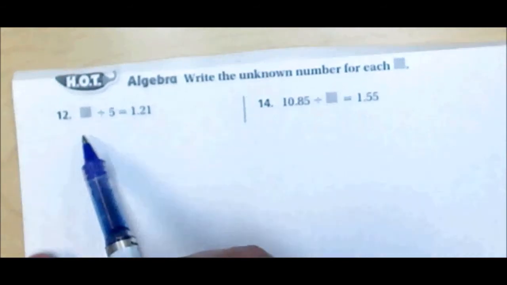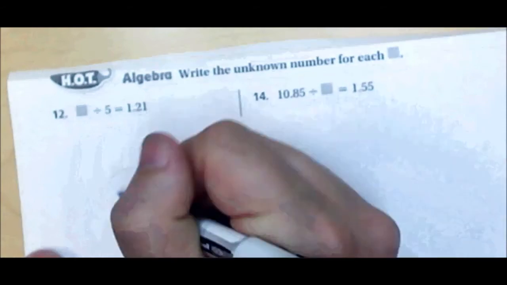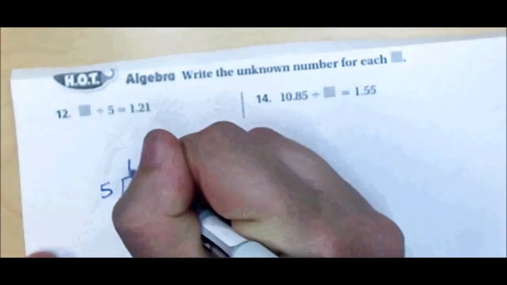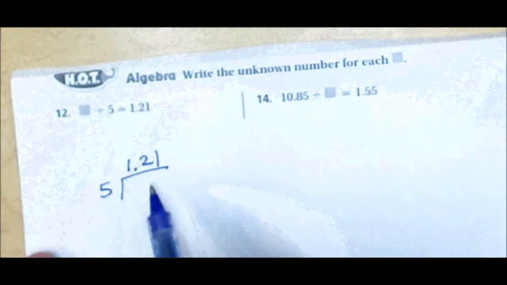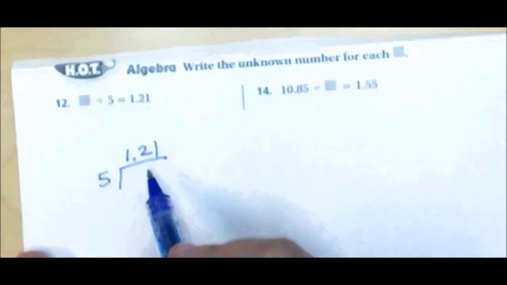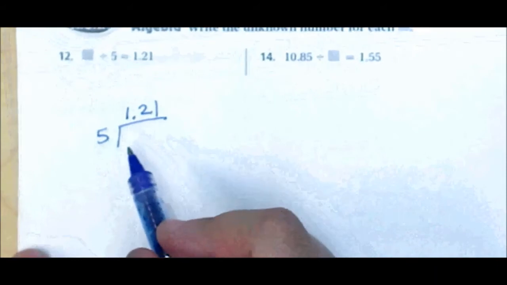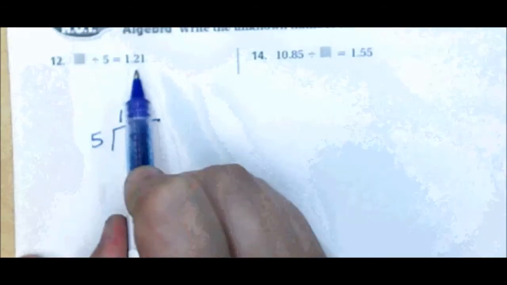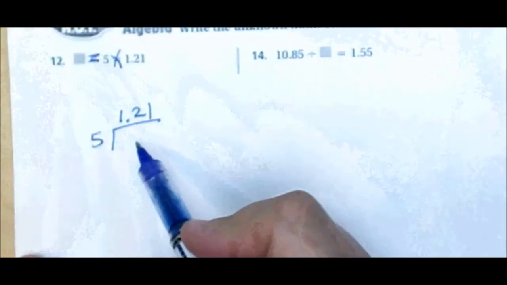So this problem is blank divided by 5 is 1.21. We need to figure out what this dividend is. Well, if you know that division is actually the opposite of, it's backwards multiplication, really. So you can think about this as 1.21 times 5 equals this blank. And that's what's going to go in here.